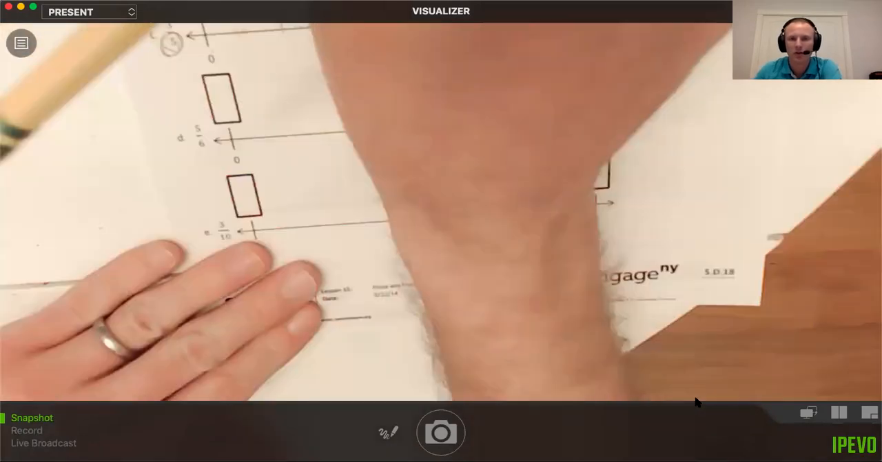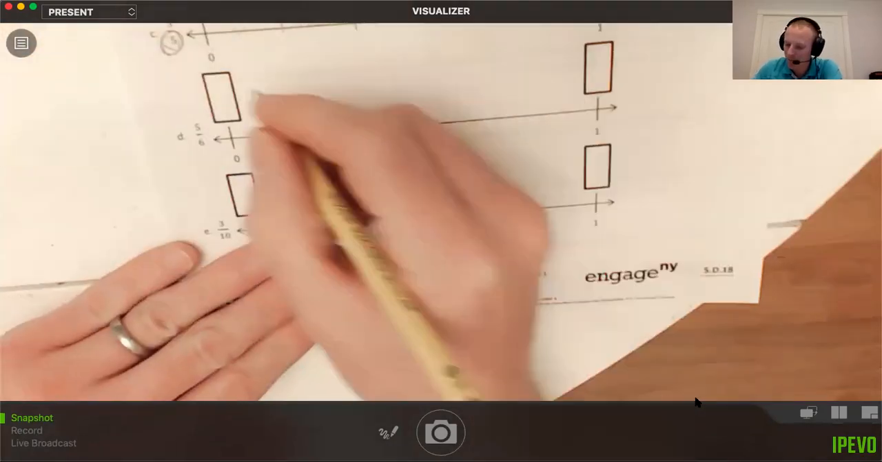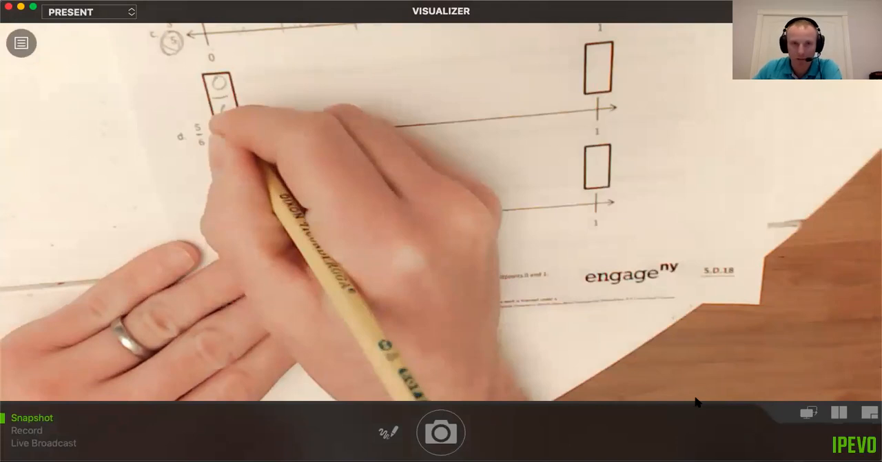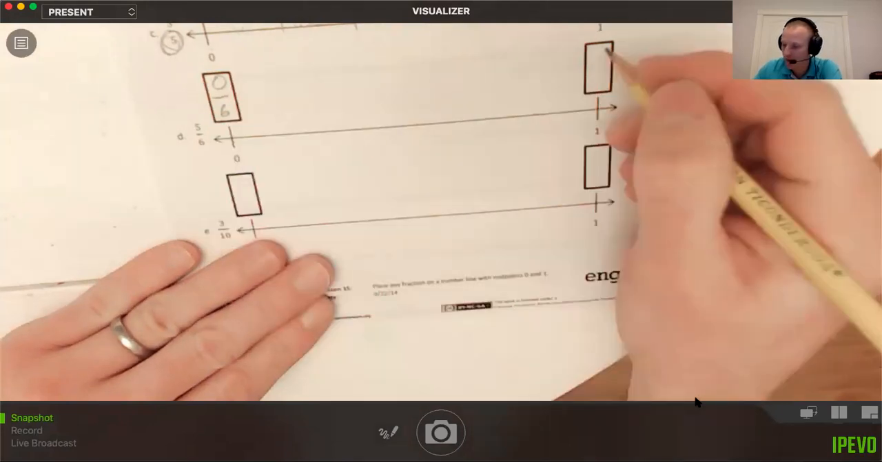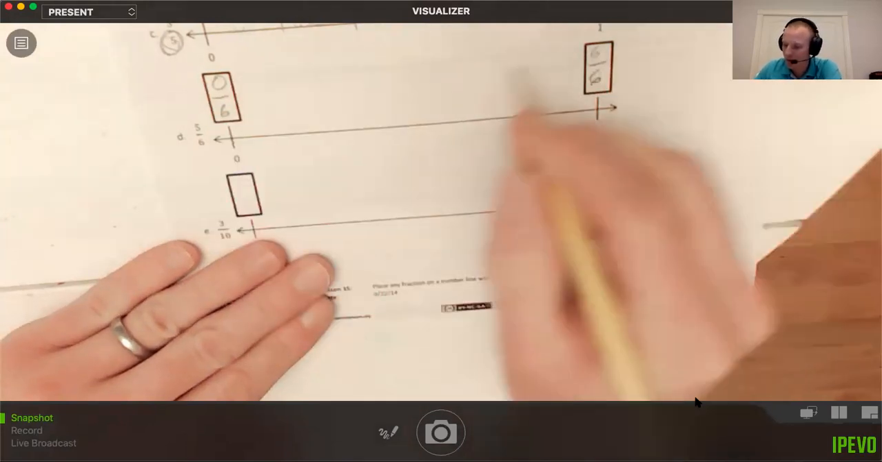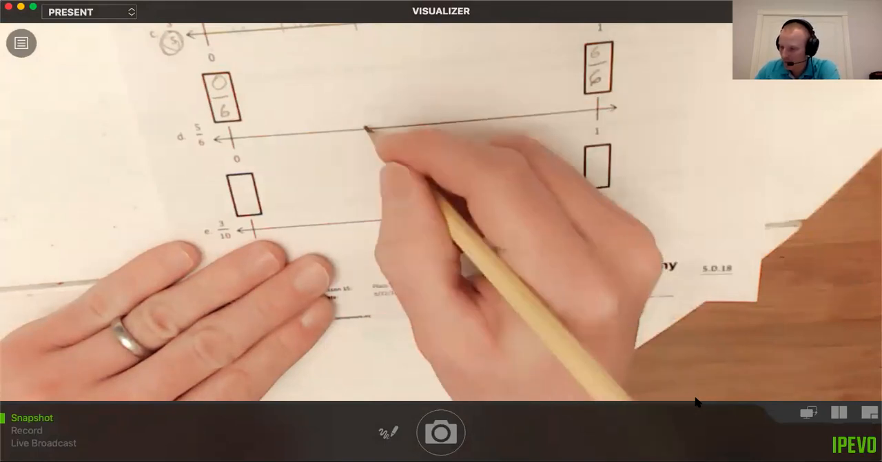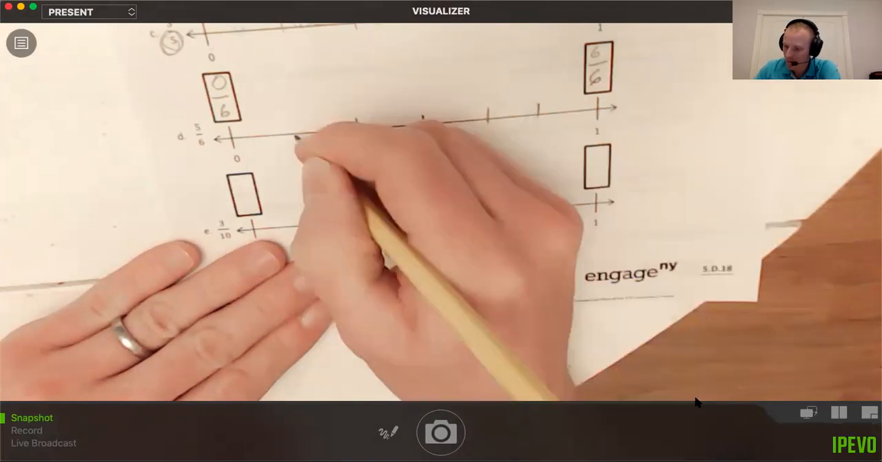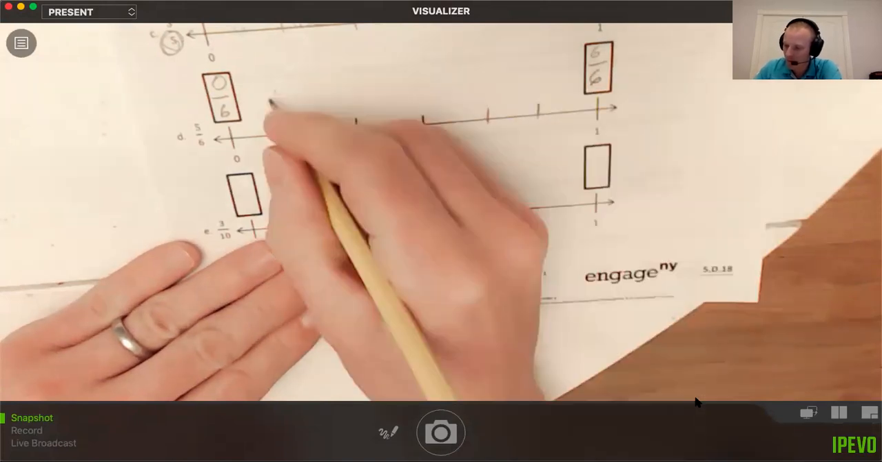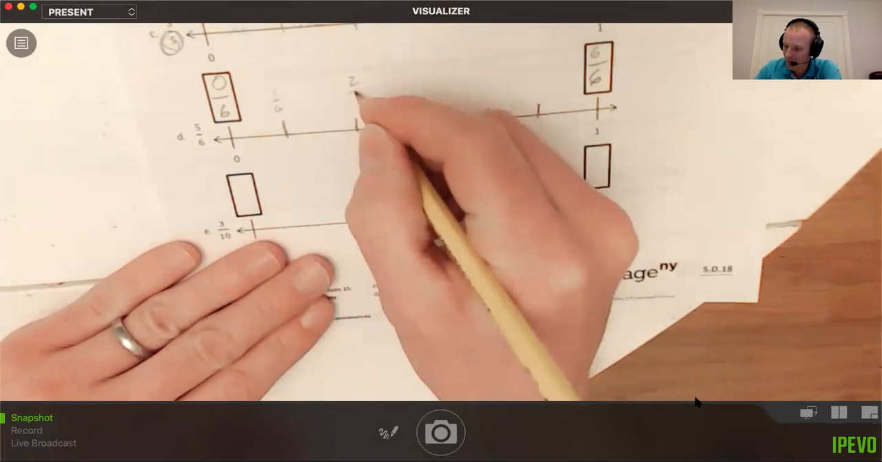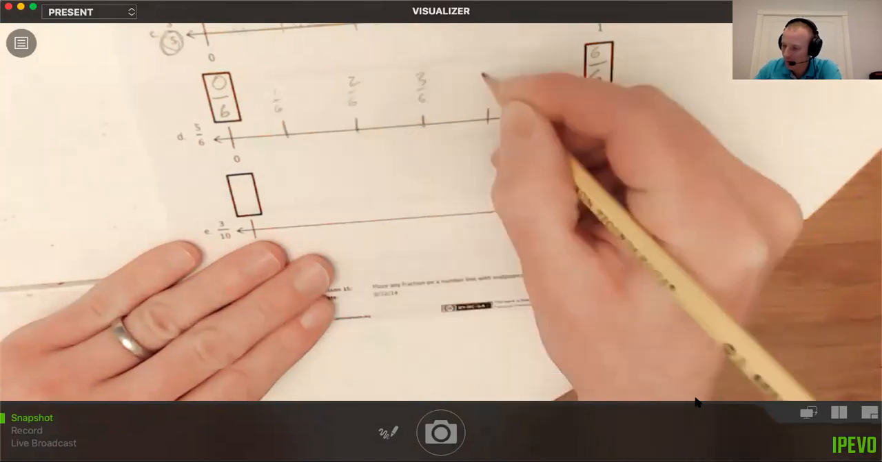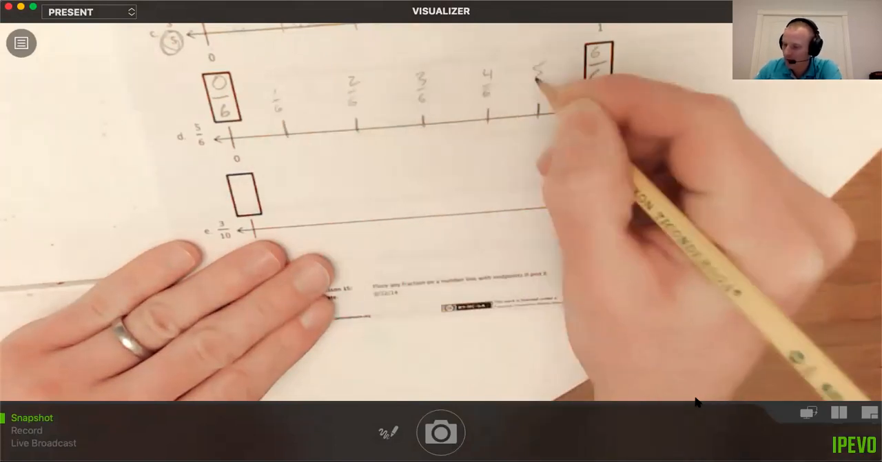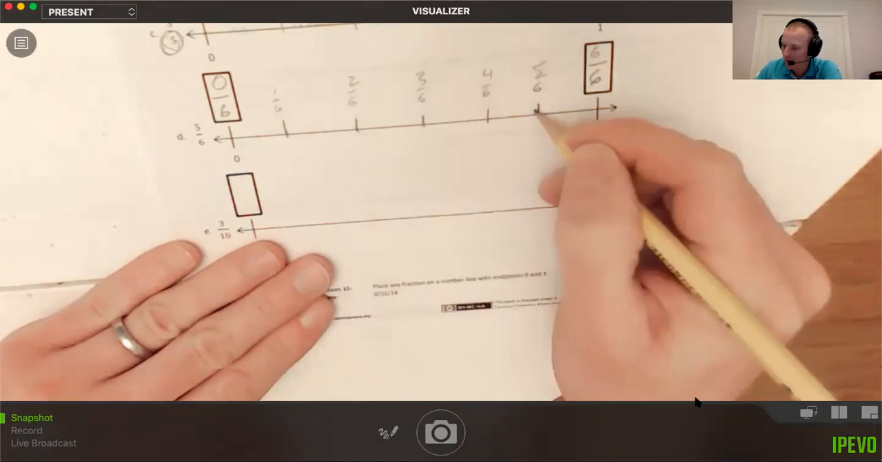All right, we're working with sixths here. We can fill in our endpoints, 0/6 and 6/6. And we can go ahead and break these into thirds and then break our thirds in half. So we have 1/6, 2/6, 3/6, 4/6, and 5/6. And we are looking for the 5th sixth.